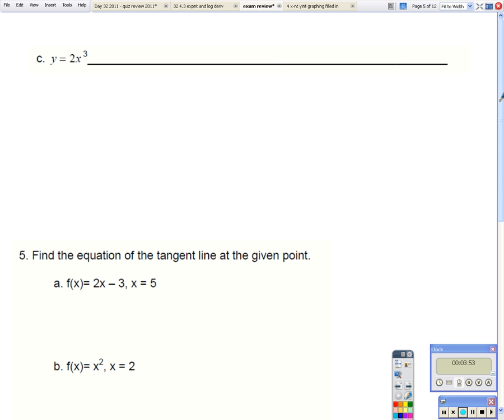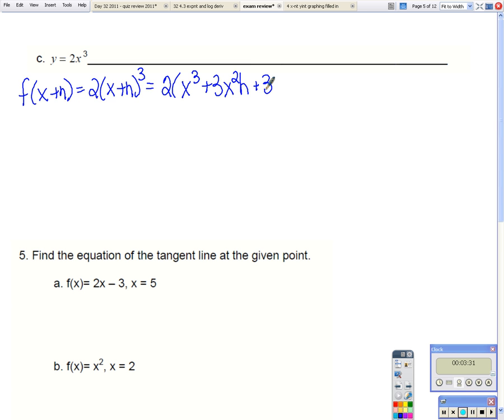Okay, for C, I'm definitely going to use Pascal's triangle for this one, because f of x plus h, x plus h to the third would take a while. We have to distribute that 2. So it's 2x to the third plus 6x squared h plus 6xh squared plus 2h to the third.